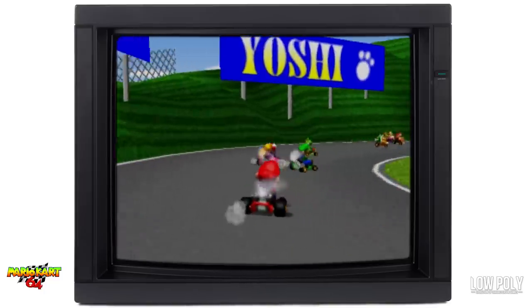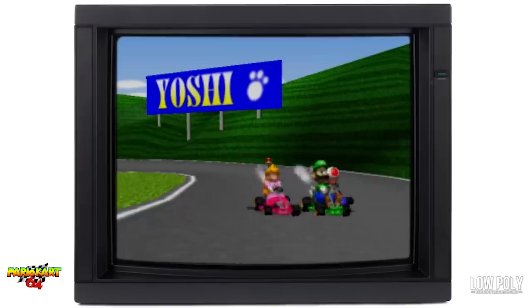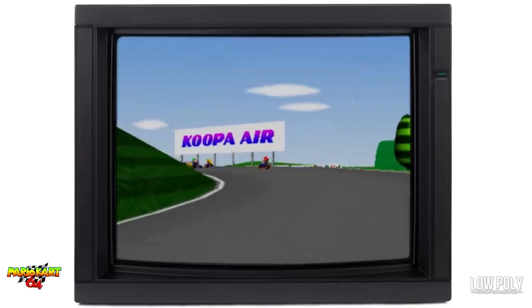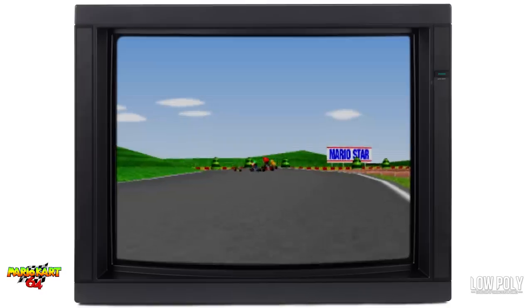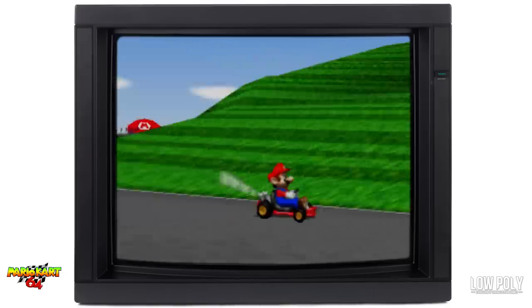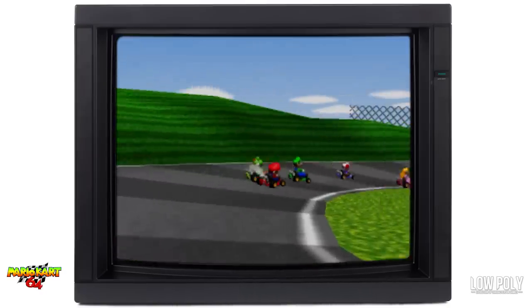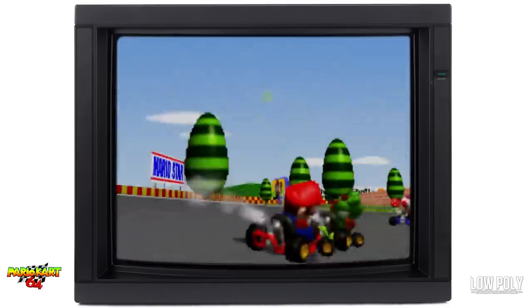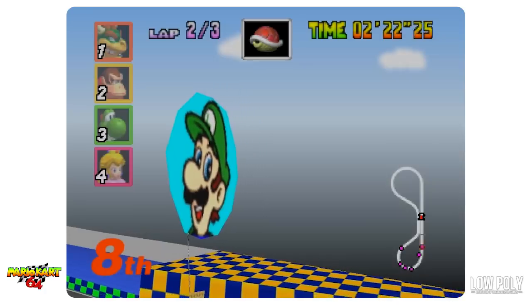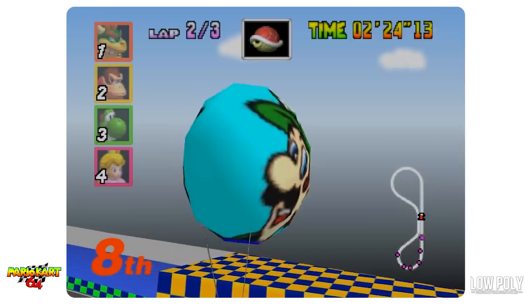Like, what do the 3D models of this game look like? They would also have been quite unaware that what's actually happening on screen is very technically impressive for 1996. In fact, I'd maybe argue it's still pretty technically impressive now. So let's have a deeper look into Mario Kart 64 in a way that you've never seen it before. Welcome to Low Poly.